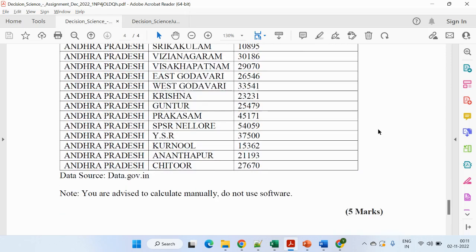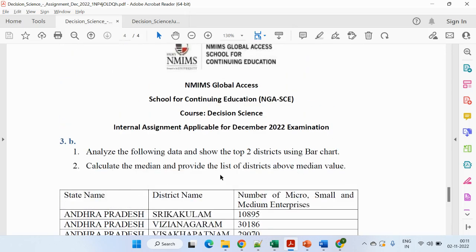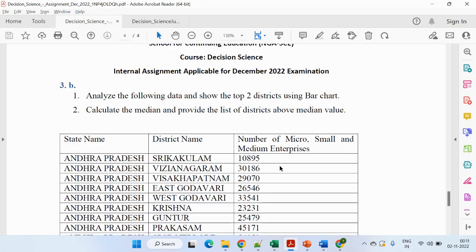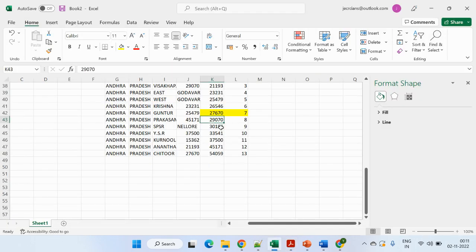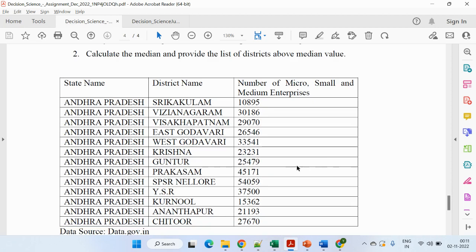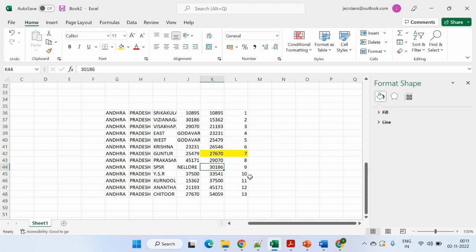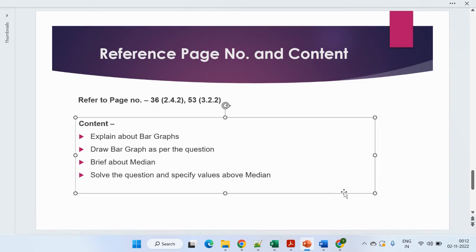So what is being asked in the question? It's being asked to calculate the median. So the median value we have calculated, and provide the list of districts above the median value. So all of these having values like 29070, which is Vishakhapatnam, 3018 something, which is Vizianagaram. So all these you just need to specify, okay, all these are having values above the median, so we are using it as the above median value, right? So I think the third B question is also pretty much clear.